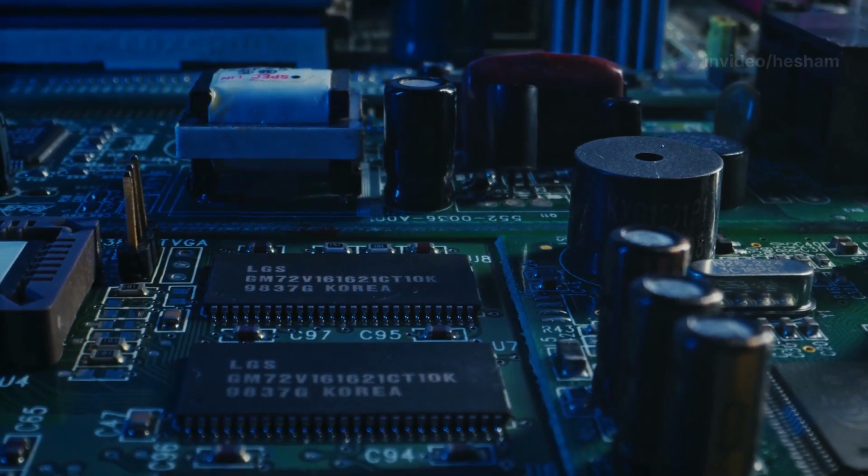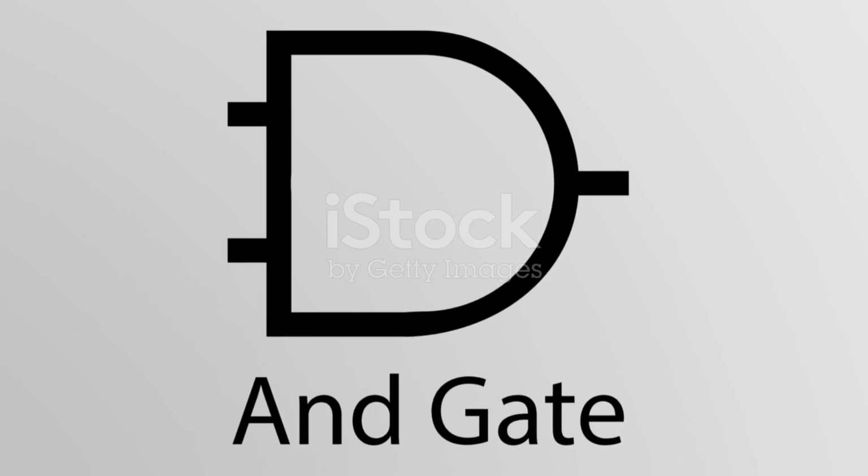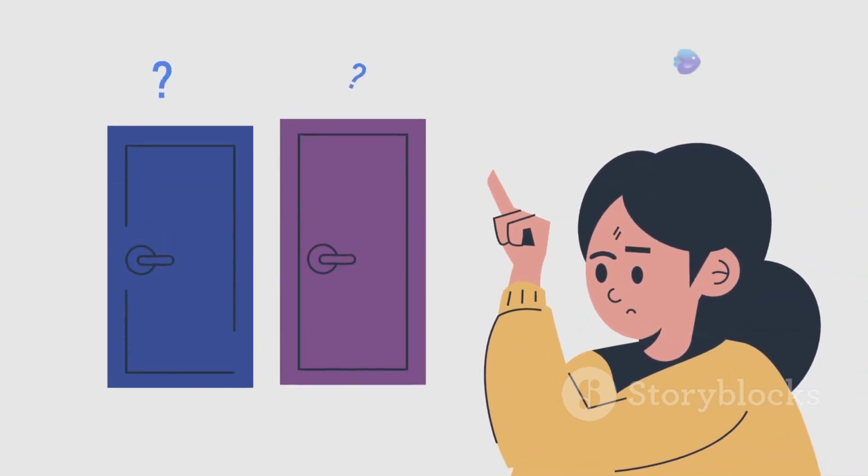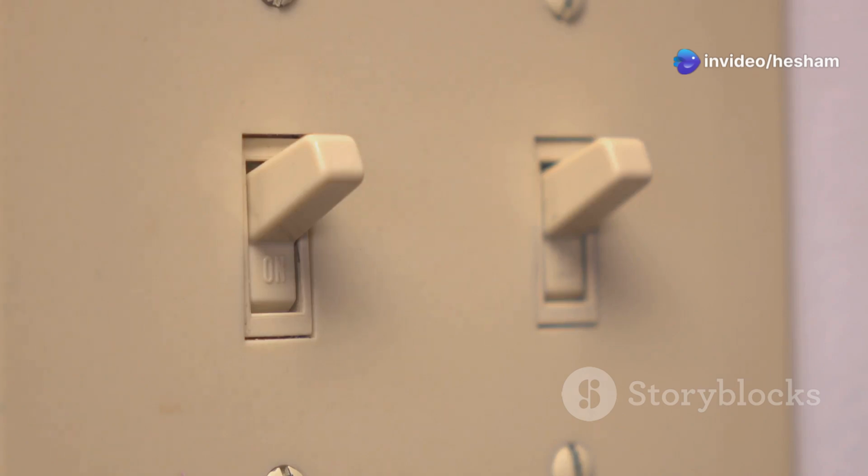Let's meet some of these gatekeepers of the digital realm. First up, the AND gate. Imagine two doors that must both be open for you to pass. That's the AND gate. It only outputs a 1 if both inputs are 1.